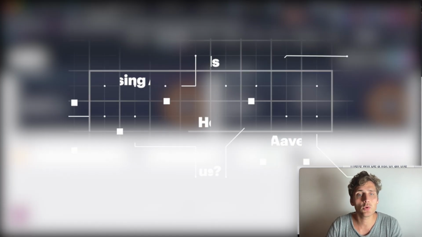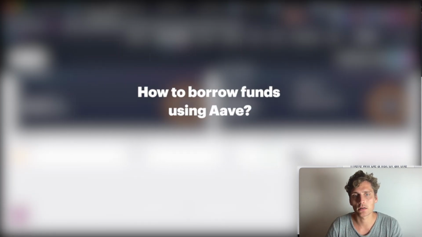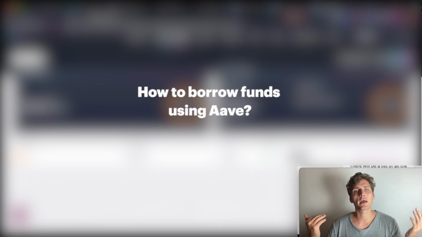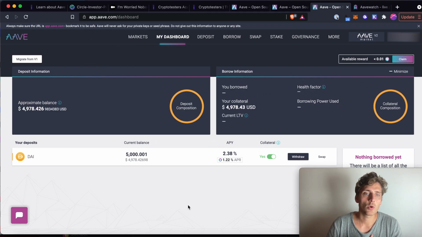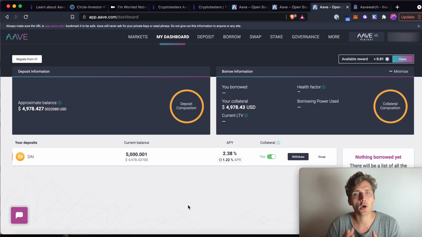Now, for many users, the journey ends here, because you've deposited some asset, you're earning interest, you can lean back, you can come back from time to time and see that your balance has increased. But some people want to also use their collateral, their deposit, to borrow some funds against it.